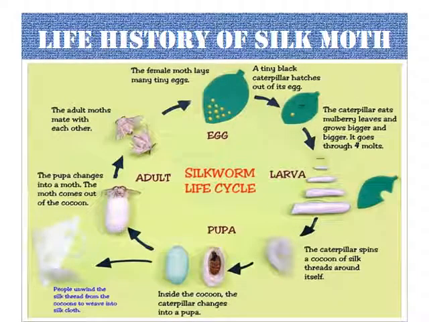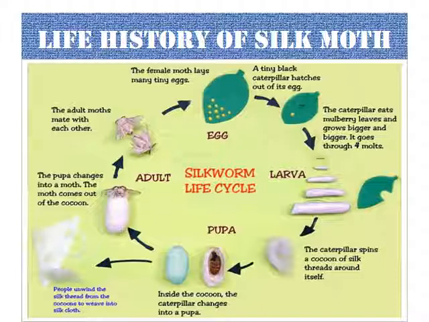Life history of the silk moth. The adult moths, female moth and male moth, mate with each other. The female moth lays many tiny eggs. A tiny black caterpillar hatches out of its egg. The caterpillar eats mulberry leaves and grows bigger and bigger in size. So it goes through 4 molts in this process.